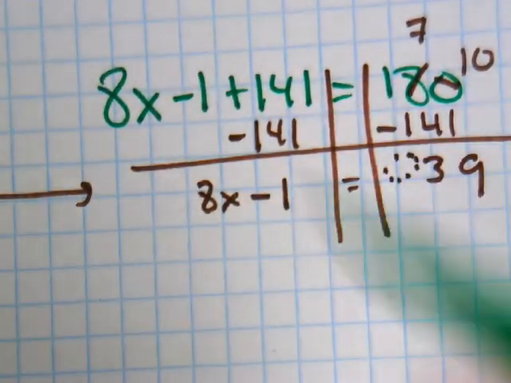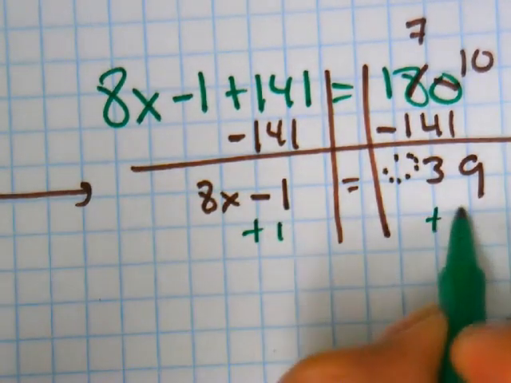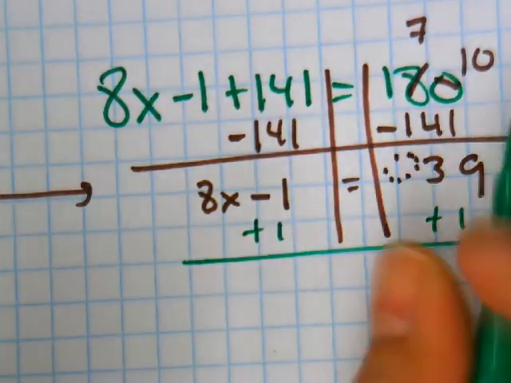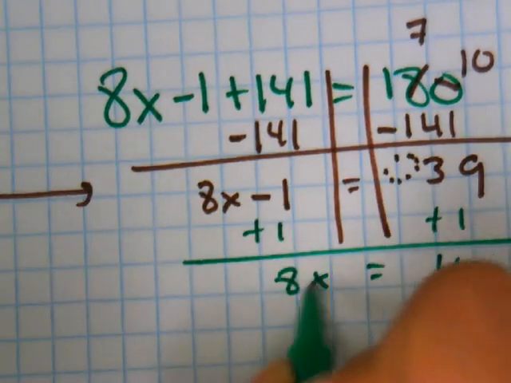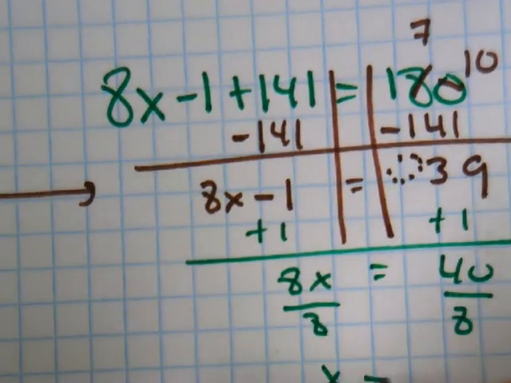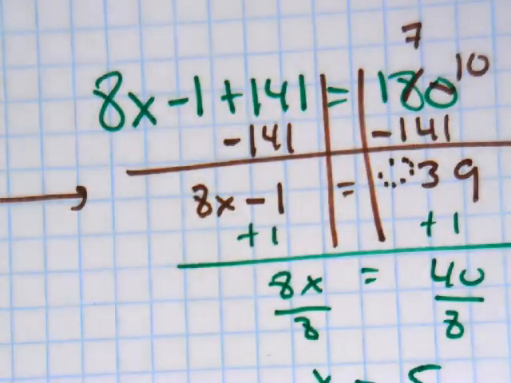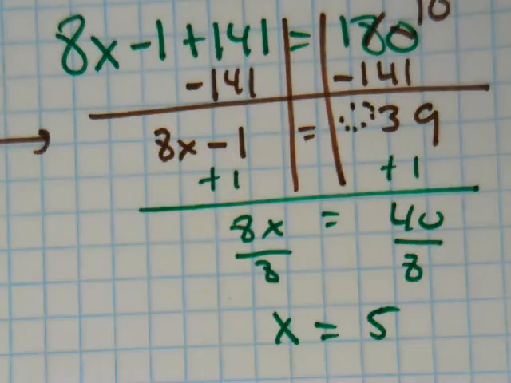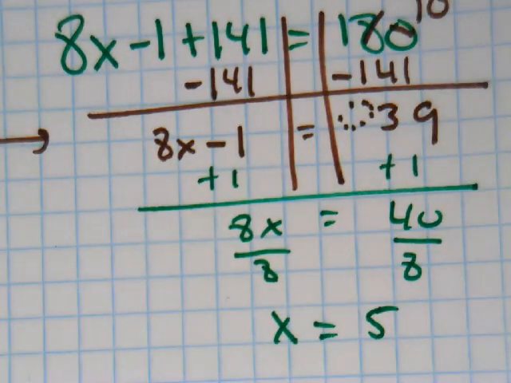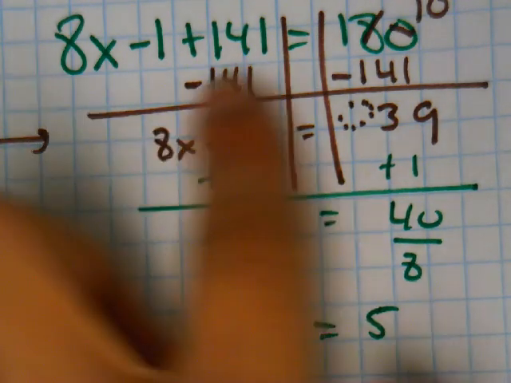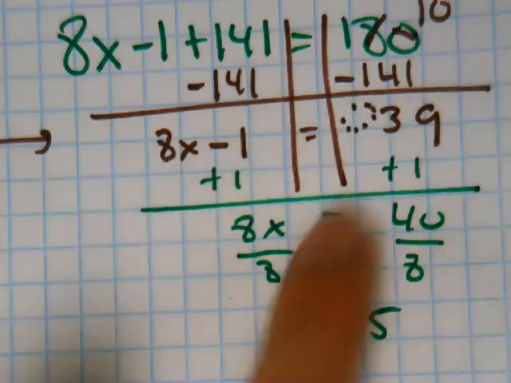So switch colors. Plus 1. Plus 1. What's 39 plus 1? 40 equals 8x, divided by 8, divided by 8. 5. You've been starting to learn how to do this since November. So this math is from November.